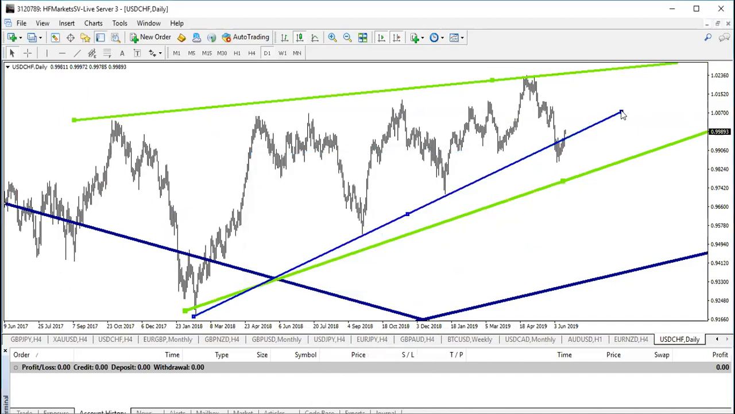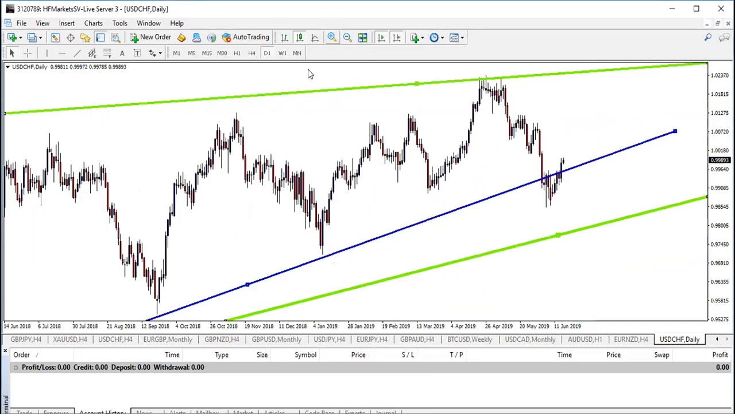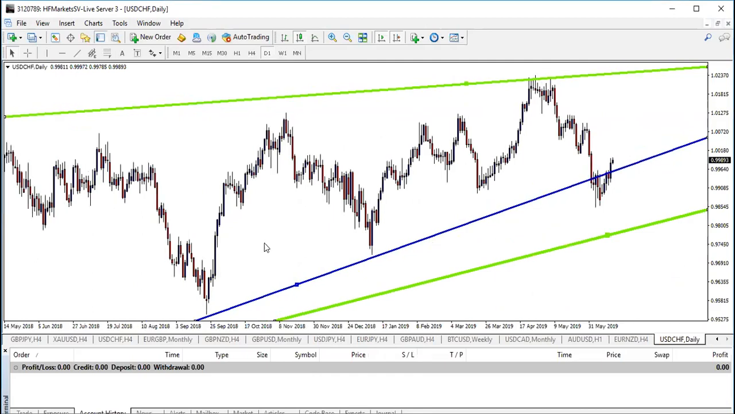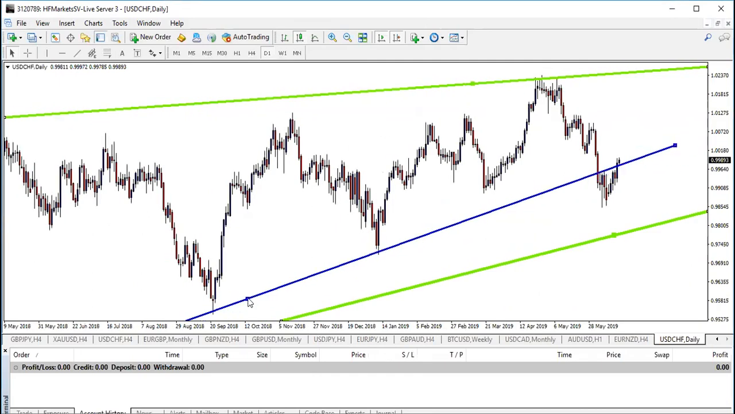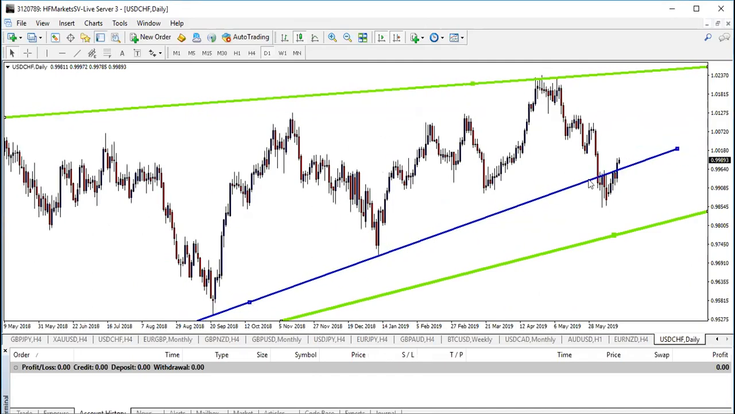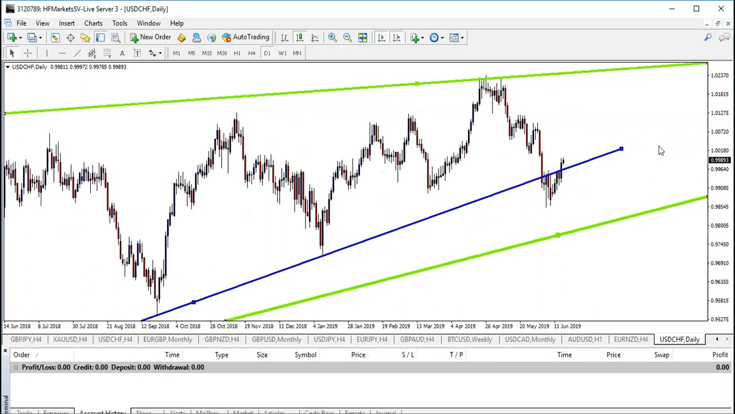So I understand this is what's happening on my daily chart. Let me do this. I really want to mark out my daily very, very well. Okay, I think this should suffice.